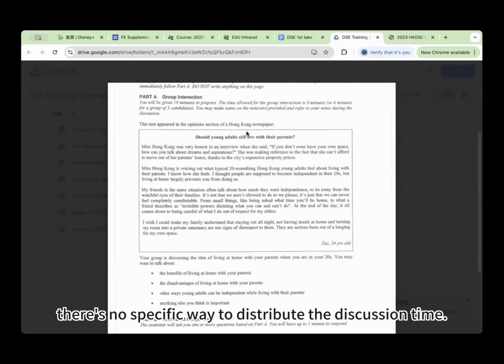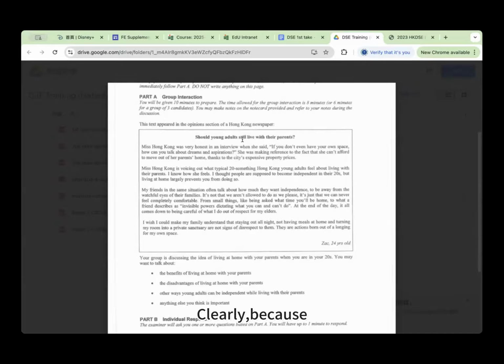There's no specific way to distribute the discussion time clearly, because this is a discussion. You will not have time to discuss this with your group mates before the discussion. So make sure that you look at the time and do your discussions according to the time you have.